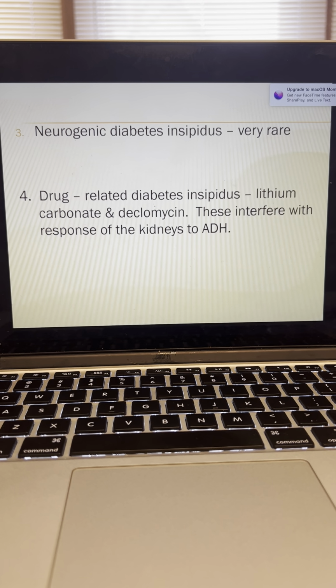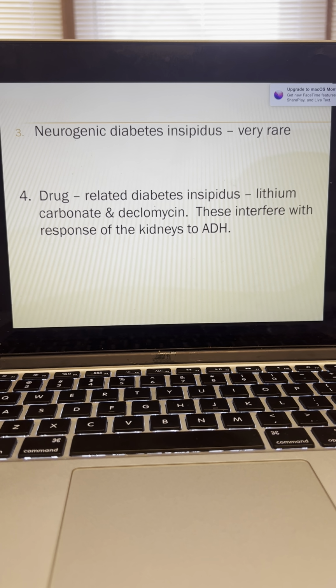There is another possible cause for diabetes insipidus. This would be nephrogenic, not neurogenic, nephrogenic diabetes insipidus. It's fairly rare. It's not an antidiuretic deficiency. It's the inability of the renal tubules to actually reabsorb water. It's a genetic issue.